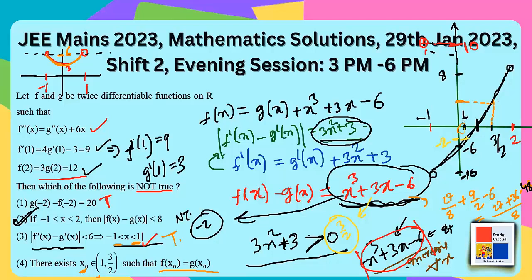So between 1 and 3 by 2, we'll have a root. So fx minus gx will be 0 because this thing has a root. This is becoming 0 for some value of x in between 1 to 3 by 2, right? So option number 4 is also true. The only option that is not true is the second one. That is our answer for the question. So we have the answer option number 2 for the question. Okay. Thank you.